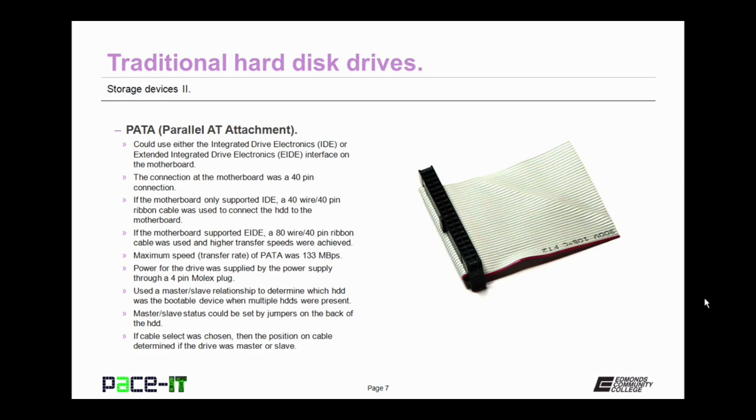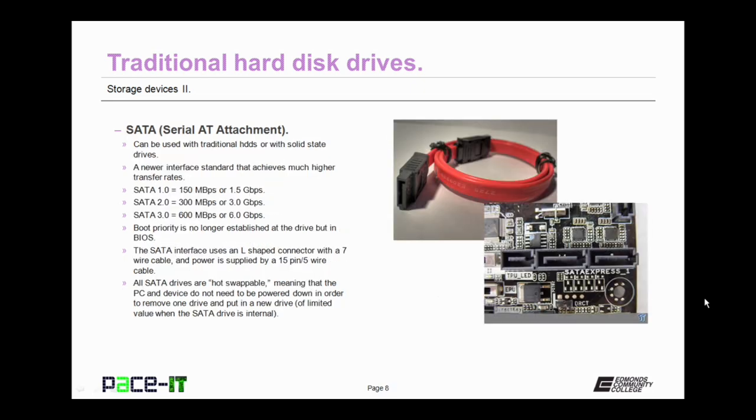Now, with the PATA interface, a master-slave relationship was used to determine which hard drive was bootable when multiple devices were present on the same ribbon cable. The master-slave status could be set by jumpers on the back of the hard drive. With the introduction of EIDE, there was another relationship that could be chosen, and that would be cable select. And what that meant was where the device plugged into on the cable would determine if it was the master or the slave drive.